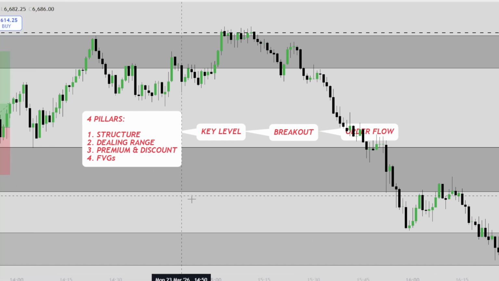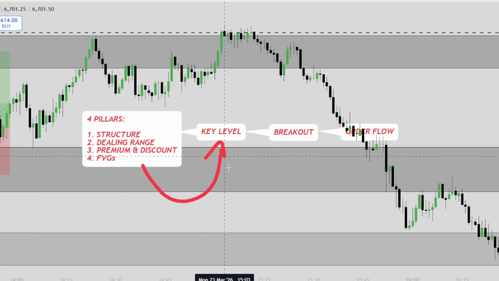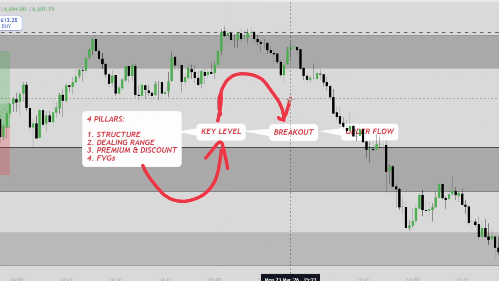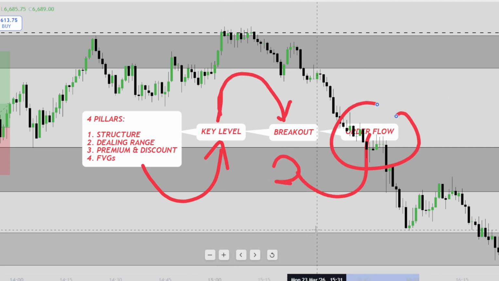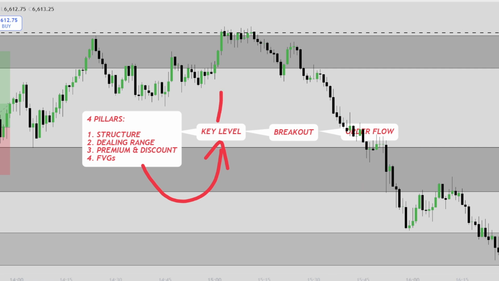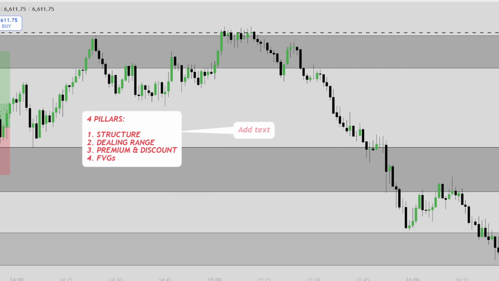So what we're doing is we are starting with the 4 pillars. We're then finding our key levels. We're then looking for a breakout, and then we're looking at order flow. That is the basic step-by-step framework that I'm going to take every trade through.